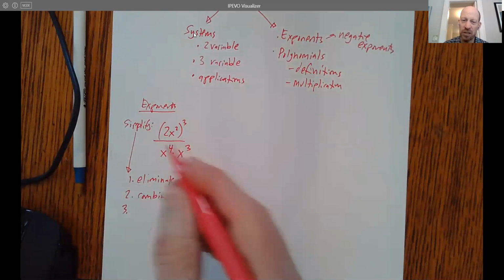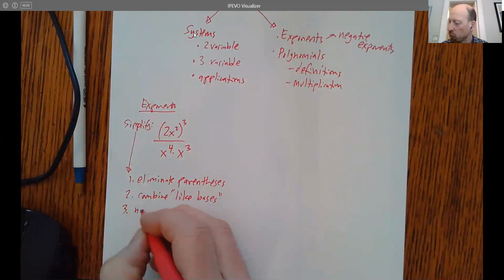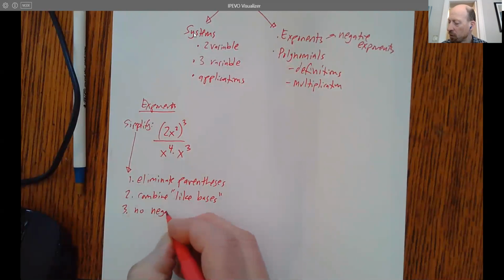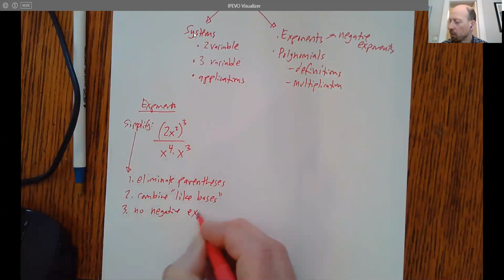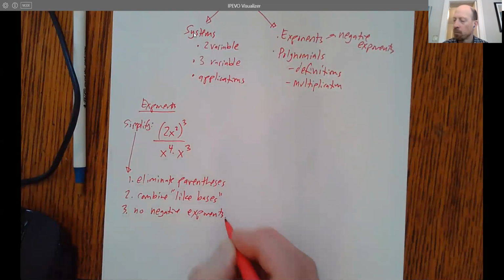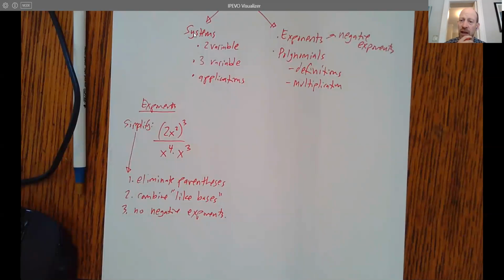And the third step, which isn't in this problem, is we want to make sure we don't have any negative exponents. So no negative exponents. And typically that is the easiest order to work through these, but you can get to the right answer in other ways too.